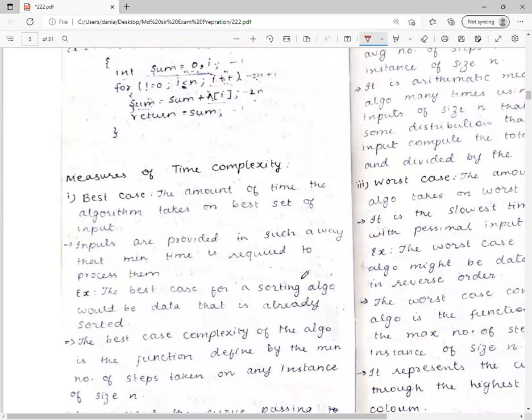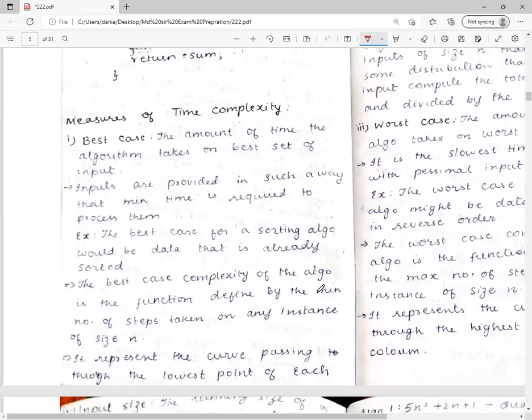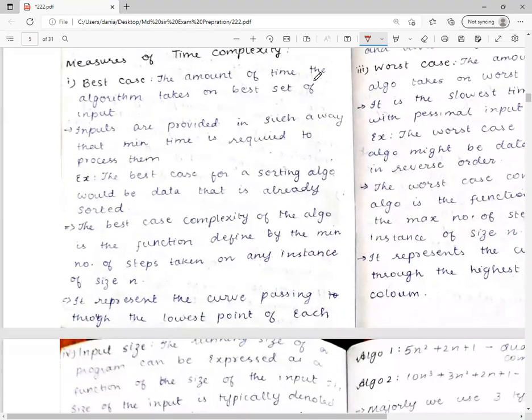Measure of time complexity. Best case: the amount of time the algorithm takes on the best set of inputs. Inputs are provided in such a way that the minimum time is required to process them. The best case for a sorting algorithm would be data that is already sorted. See how good the best case is: already sorted data, you are asked to sort it, and it is done, already sorted. This is called the best case.